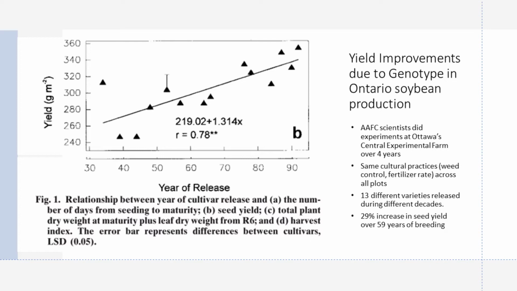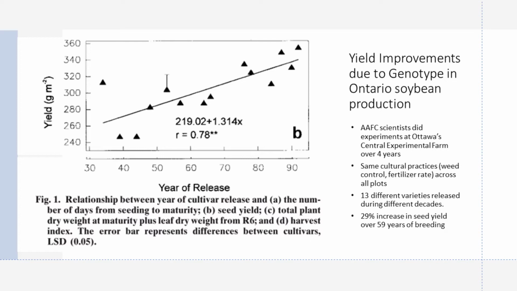This one site was the Ottawa Central Experimental Farm. The study was repeated over 4 years. So again, the same cultural practices across all the plots, 13 different varieties released during different decades. And so here we can see year of release on the x-axis, 30 would be 1930, 90 would be 1990, and then on the y-axis, soybean yield, grams of yield per meter squared.